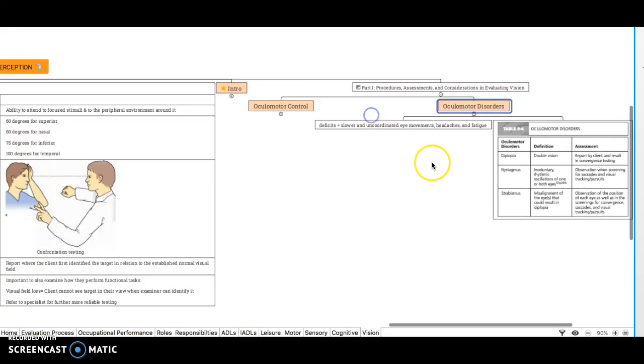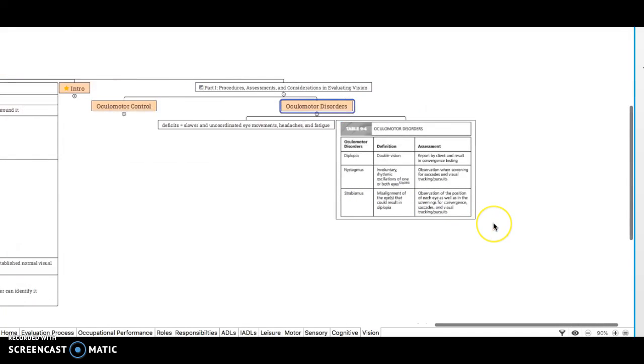And then regarding ocular motor disorders, they are deficits. They are slower and uncoordinated eye movements. You have headaches and you can have fatigue. And common disorders that you might see are diplopia, nystagmus, and strabismus.